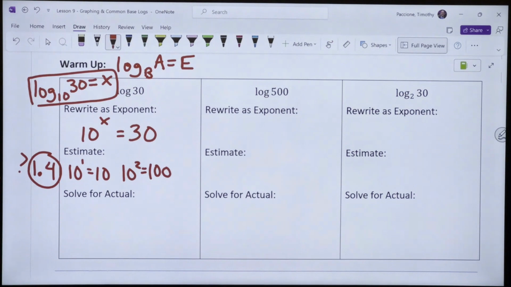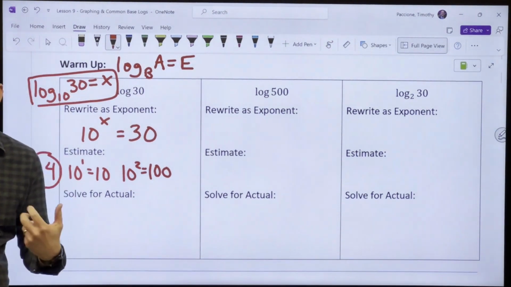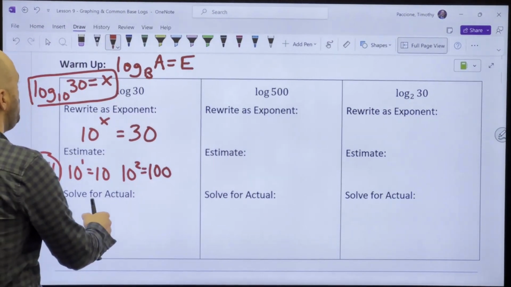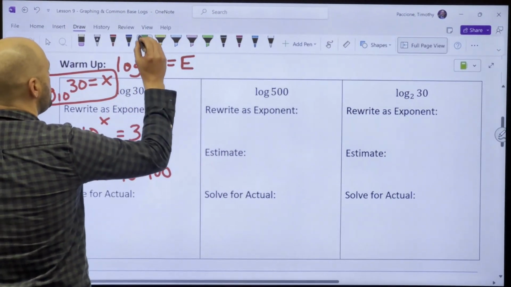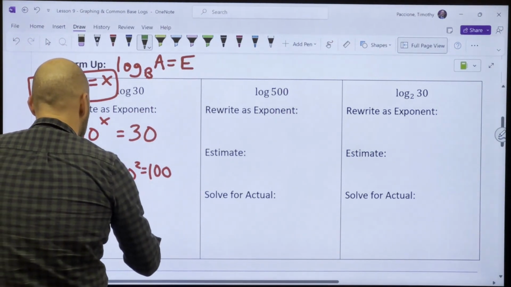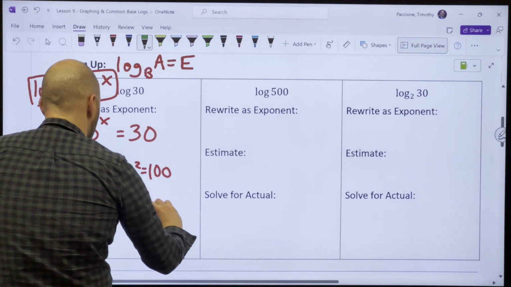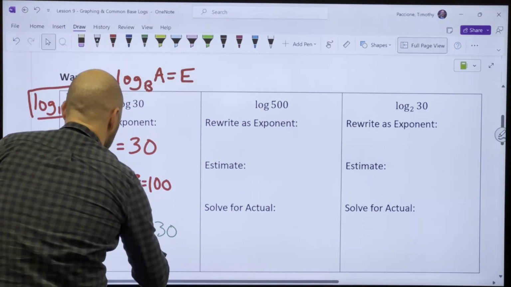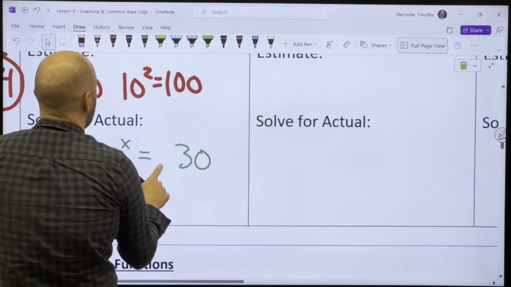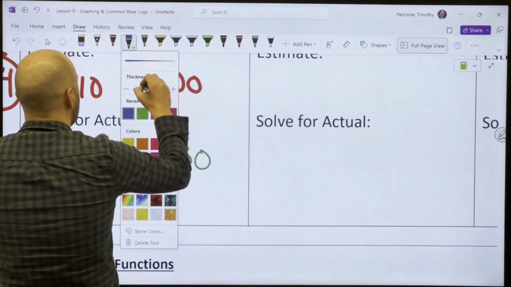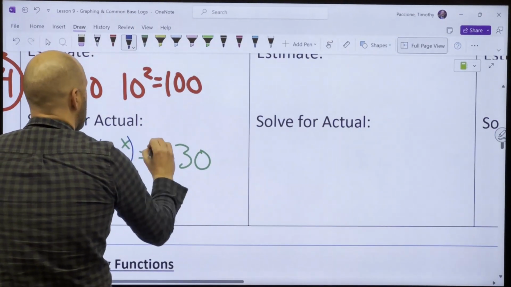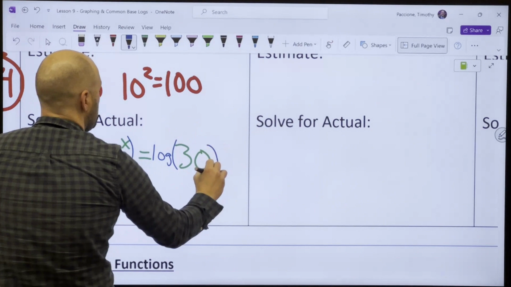But we learned last class how to not guess, how to get an actual exact answer. And this was the process we needed for our homework and for going forward. So I set up that equation, 10 to the x equals 30, and I learned that I can log both sides of this equation. So I log this side, and I log this side.